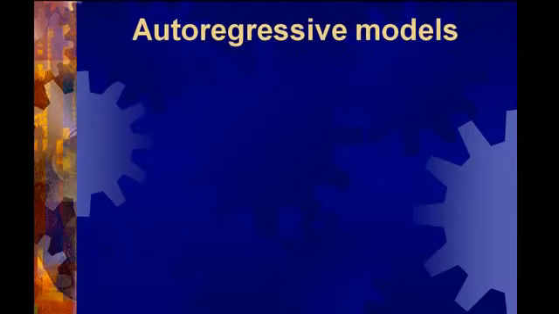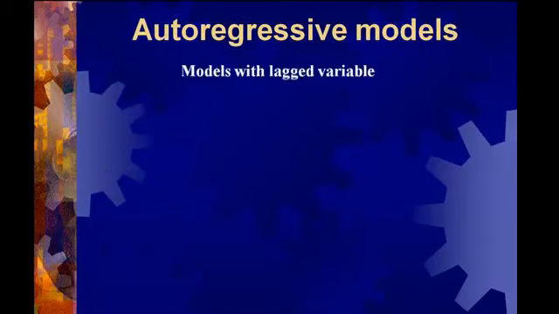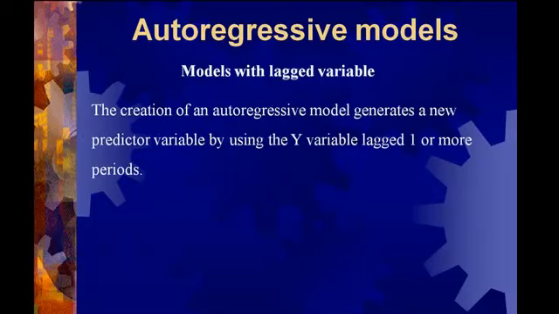So one way of handling that is autoregressive models. Frequently we find that the values of a series of financial data at particular points in time are highly correlated with the values which precede and succeed them. And so we use what's called a lagged variable as part of the modeling procedure. The creation of an autoregressive model generates a new predictor variable by using the y variable lagged one or more periods.